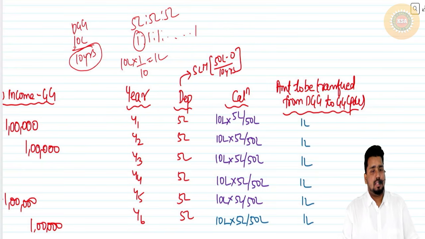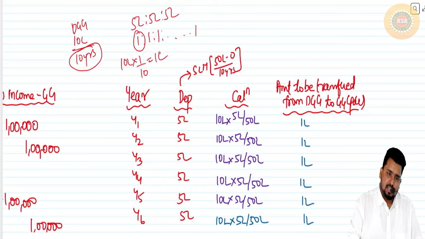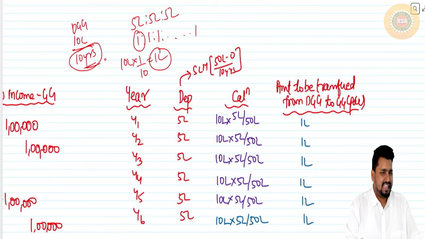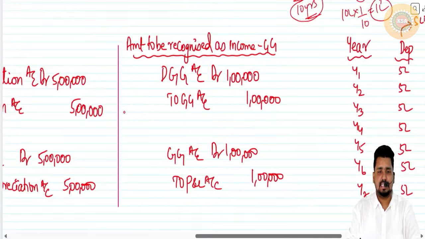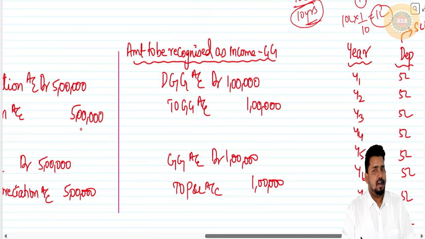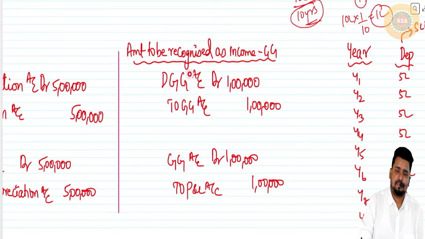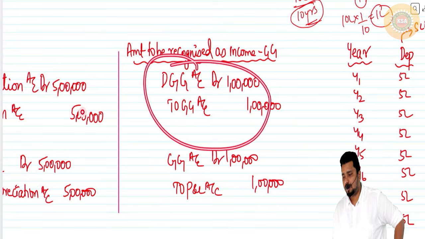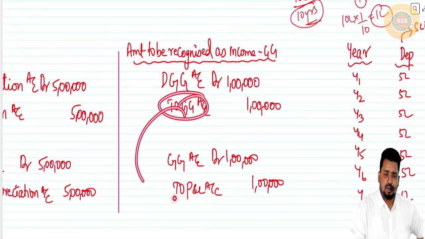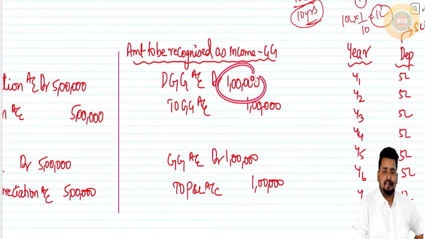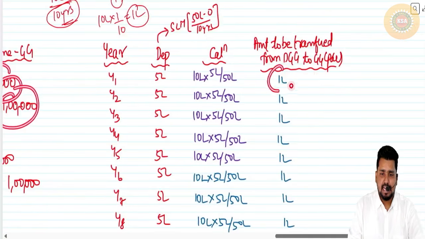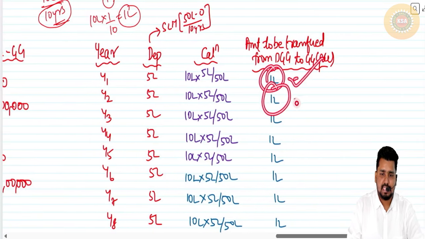Clear or not clear? Since it is the SLM method, you will have the same numbers for 10 years. Since we are going to do WDV also, you divide not by the number of years but by the ratio of depreciation. Repeat: what is the entry we are passing? DGG account debit to GG. Next, GG should be closed and taken to P&L. How much every year? As per the calculation, 1 lakh. So first year 1 lakh, second year also 1 lakh.